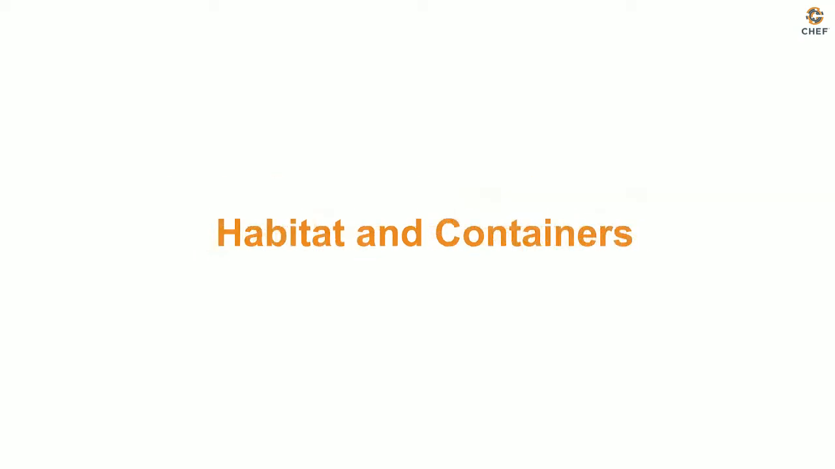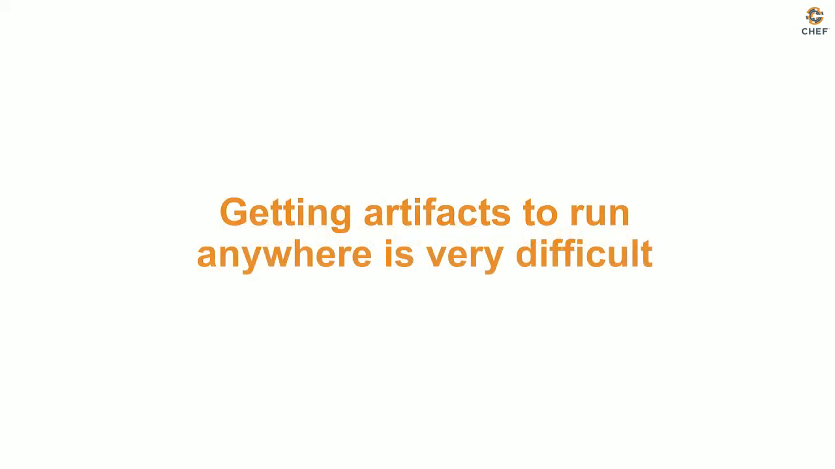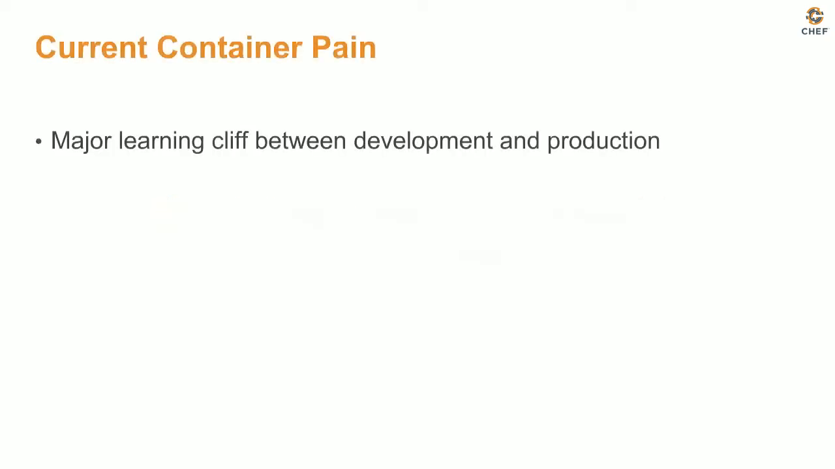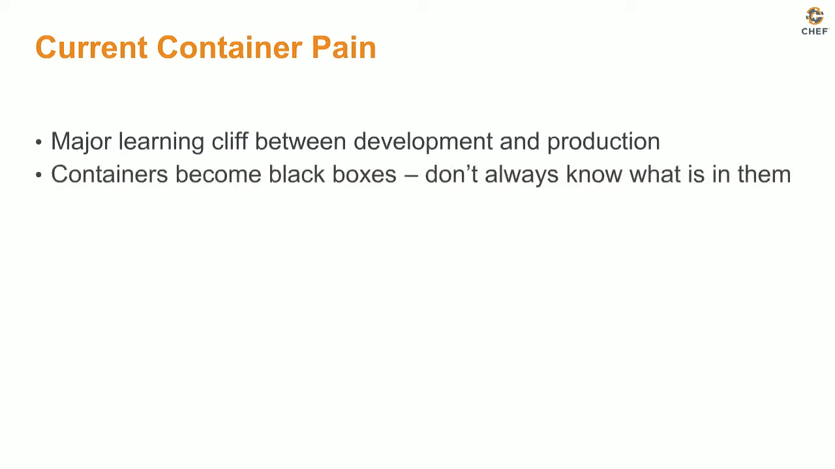And that brings us to Habitat and containers. Now, getting artifacts to run anywhere is very difficult. That's not a new problem. We all know that. And containers were supposed to solve this problem, but there's still a lot of pain with their use. There's still a major learning cliff between using a container in development versus using it in production. Additionally, containers have a tendency to become black boxes. We don't always know what's in them.